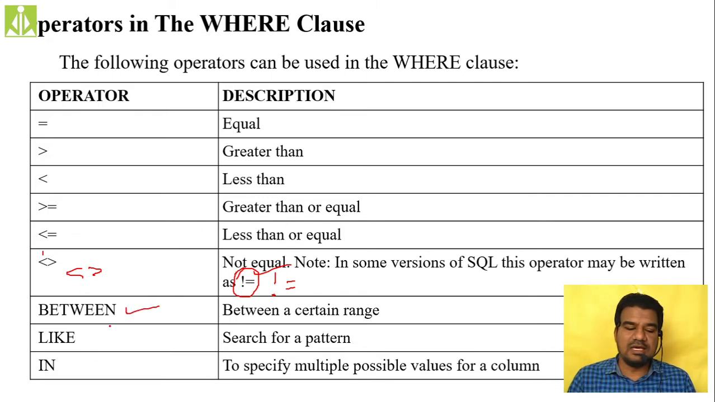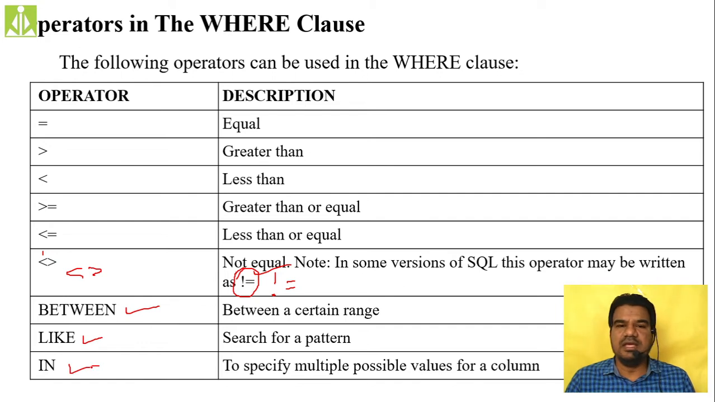Likewise, like, in the sense, whose name or surname is like something. Whose name is starting with letter A, let us assume, and whose name is ending with letter A. Likewise, if you want such a query, you can go for this like operator.